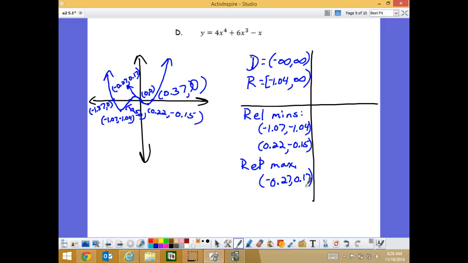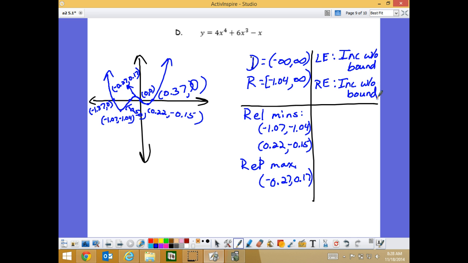Next piece for analyzing the function is the end behavior. So on the left end, it is going up and up and up and up, so we say it is increasing without bound. And on the right end, it is also going up and up and up and up. So we also say it is increasing without bound.